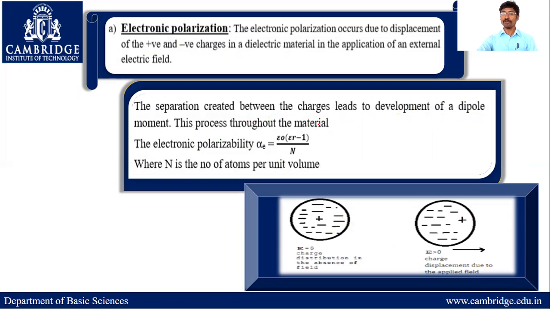This process we can write in terms of the electronic polarizability. We denote it by the letter alpha, where e is the electronic, alpha e is the polarizability. Alpha e equals epsilon naught, epsilon r minus 1, whole divided by N, where N is the number of atoms per unit volume. This is the electronic polarization. Mainly you need to know what is a polarization. Polarization means displacement, or shifting, of the atoms or molecules or charges in the presence of external electric field.